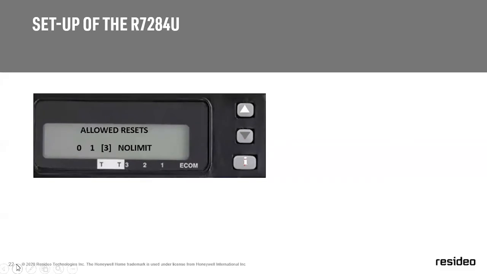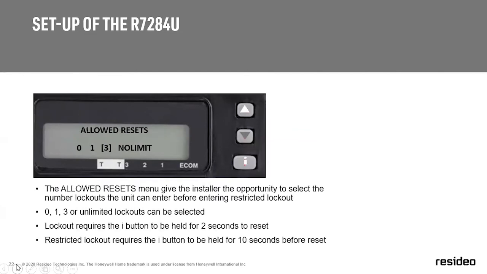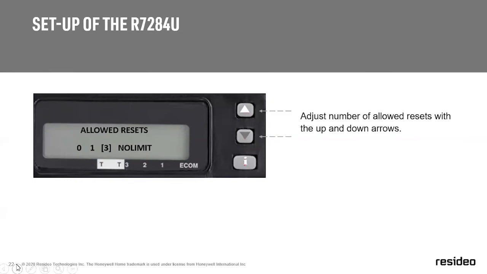Allowed resets. So this is where I can kind of take the homeowner out of the equation. I can allow no resets. I can allow 1. I can allow 3 or no limit. So allowing the resets, if you get a call on a service call, you can tell the customer, hey, just go down and press the button once. So if I set this up, they get 1 shot. If it fires up, they're not loading up the box. So restricted lockout requires the I button to be held for at least 10 seconds before a reset occurs. Lockout requires the I button to be held for 2 seconds on the temporary lockouts.